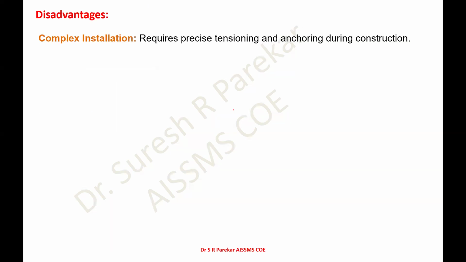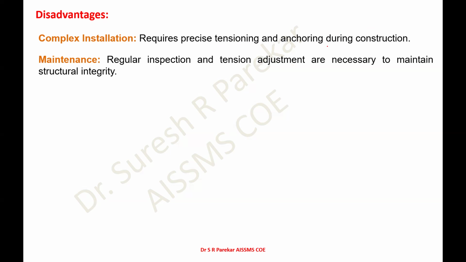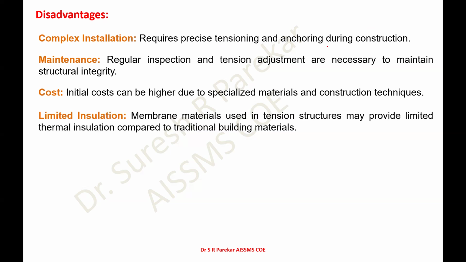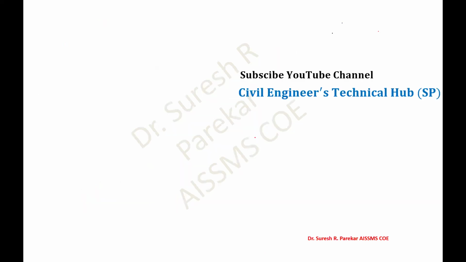But in this, complex installation: it is not easy to install, because we have to go for precise tensioning. That tensioning may be pre-tension or post-tension, meaning before erection or after erection, and anchoring also during the construction. Then maintenance, regular inspection is needed for tension, and that is again a disadvantage. Cost is very high compared with the other three also. Limited insulation: membrane materials used in this may provide limited thermal insulation compared to traditional building materials.